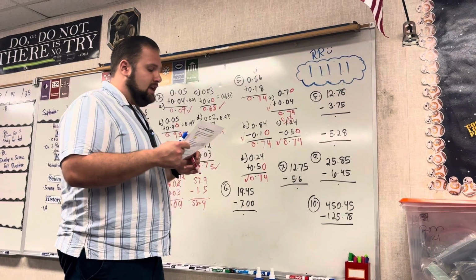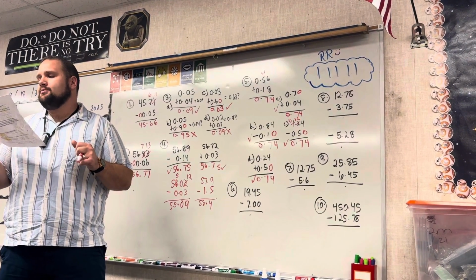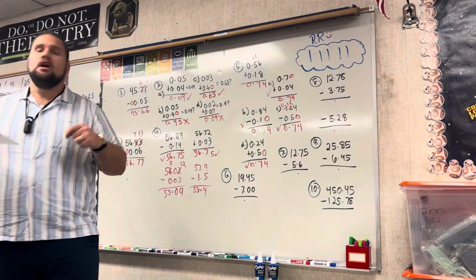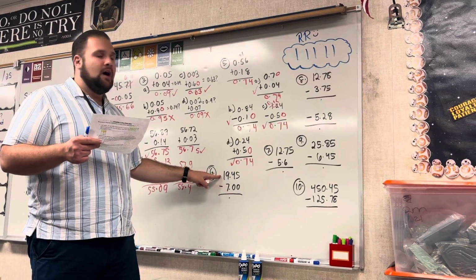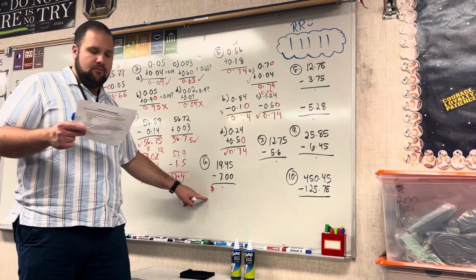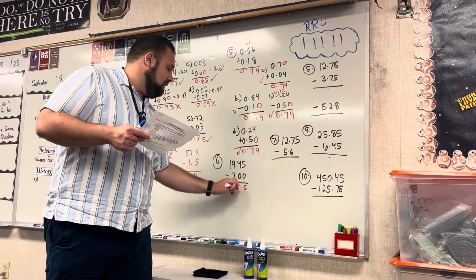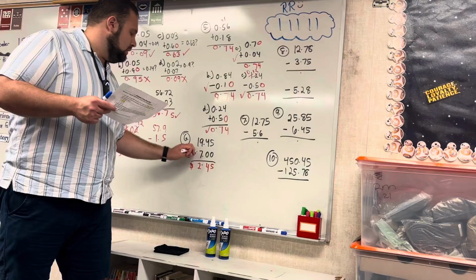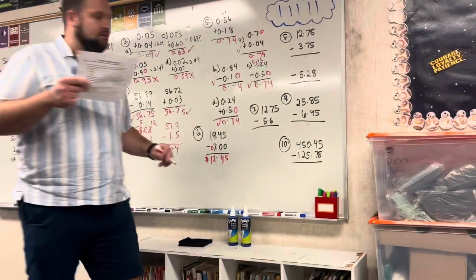All right, number 6. Terry made $19.45. If he owes his brother Jim $7, how much will he have left? So we are subtracting because he's giving away $7. He owes it to his brother. So 19.45 minus 7. And I'd like a dollar sign in the answer because it is a dollar amount. So 5 minus 0 is 5. 4 minus 0 is 4. 9 minus 7 is 2. And 1 minus 0 is 1. $12.45. B is your answer.